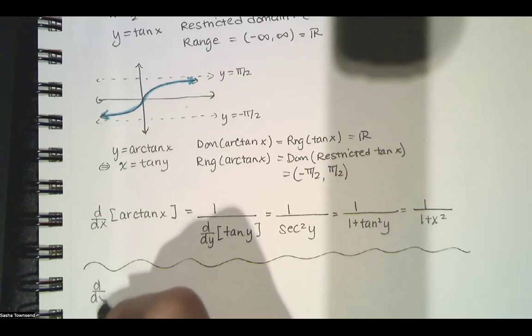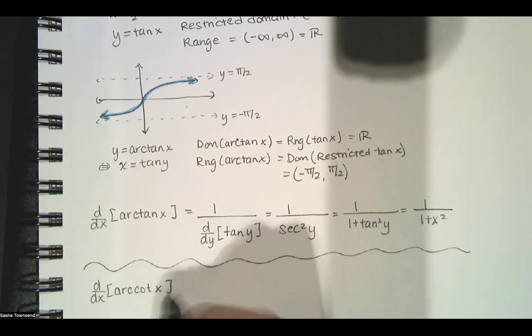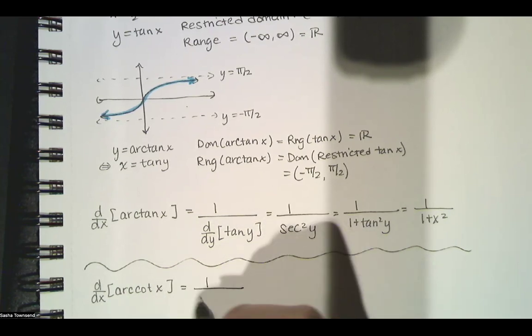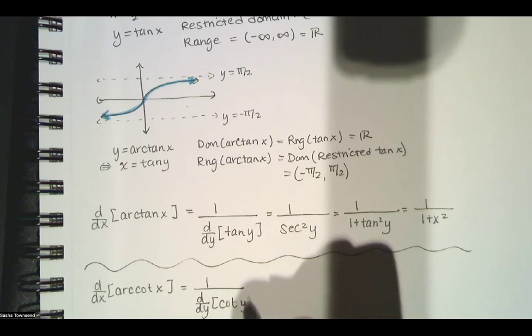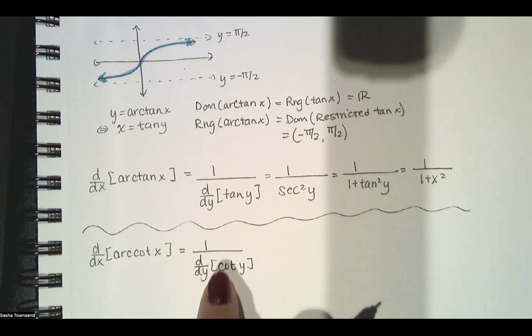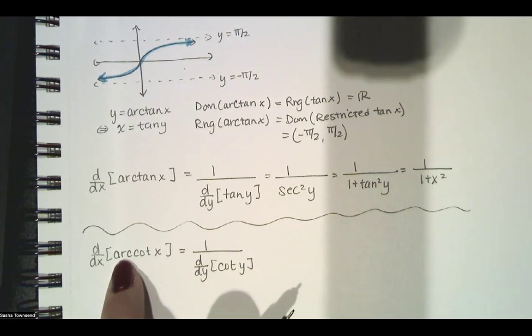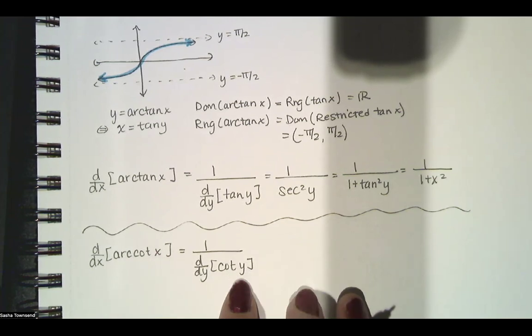If I want to take the derivative of arc cotangent of x, that turns out to be 1 over the derivative with respect to y of cotangent of y. Because if arc cotangent of x equals y, then x is equal to cotangent of y. So if y is this function of x, and we take the cotangent of both sides, we have cotangent of y equals x. Does that make sense?